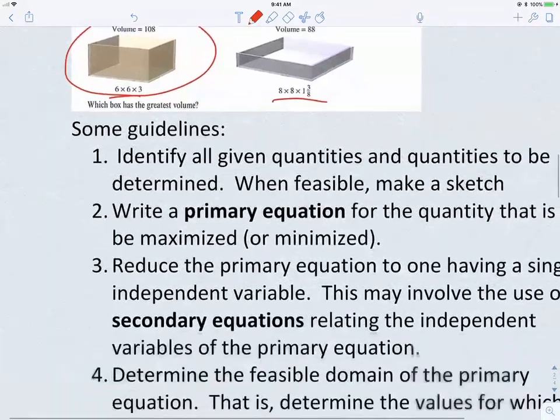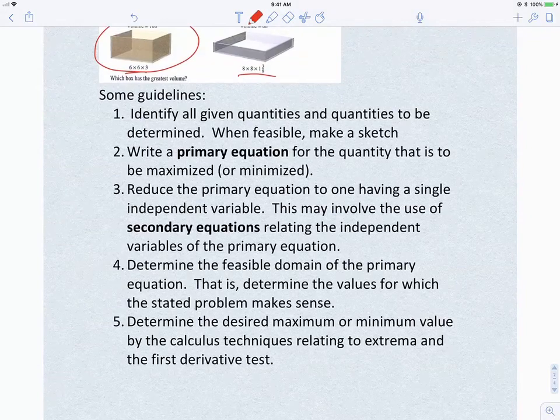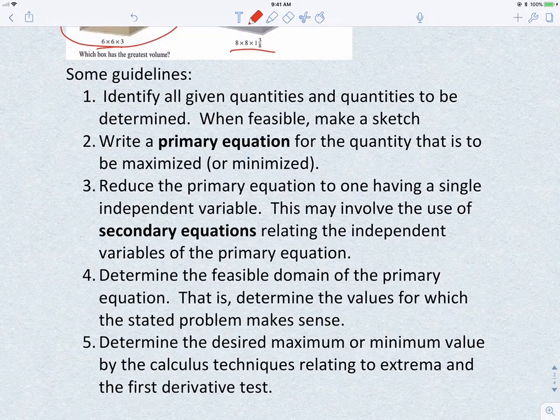Here are some guidelines of what you can do, or how you can proceed in solving some of these problems. You can pause it here. I'm going to stop the video.